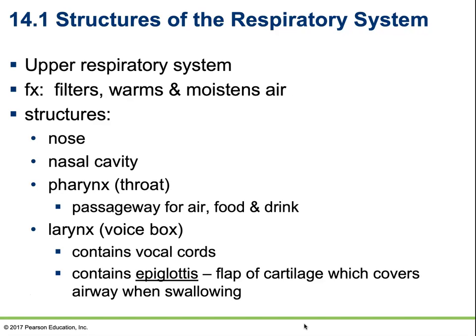Laryngitis is an example of a homeostatic imbalance here. Laryngitis is going to be inflammation of the larynx. Vocal cords are going to become swollen and thick. It's going to cause the voice to deepen and make it very difficult to speak.